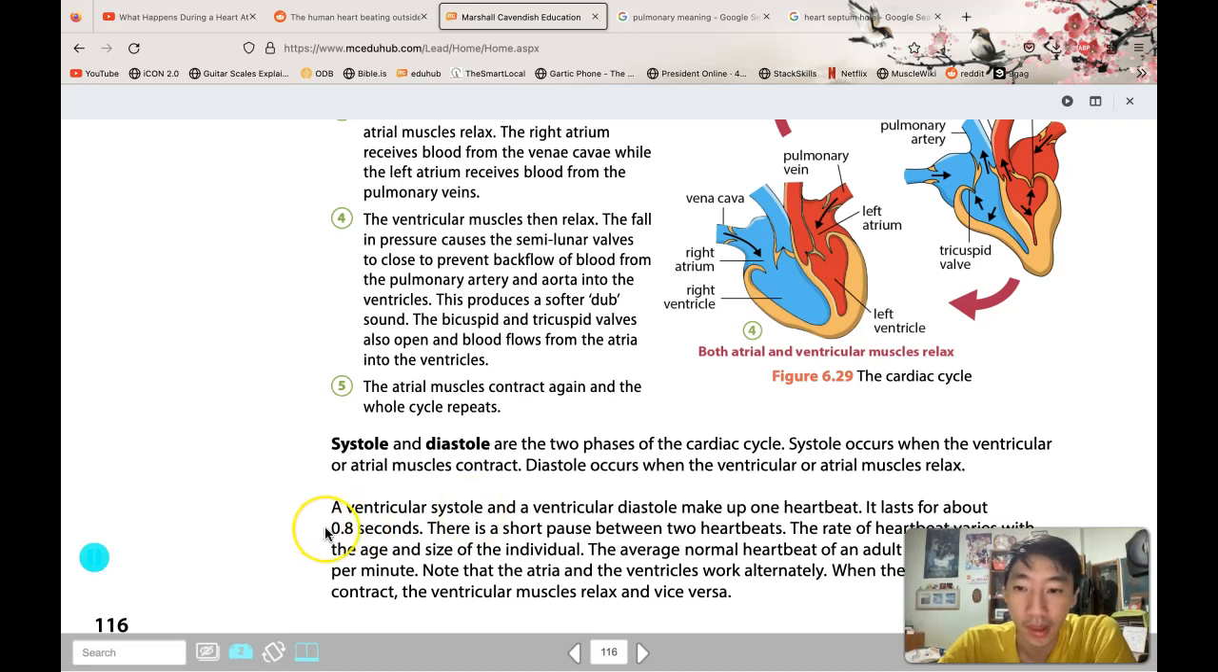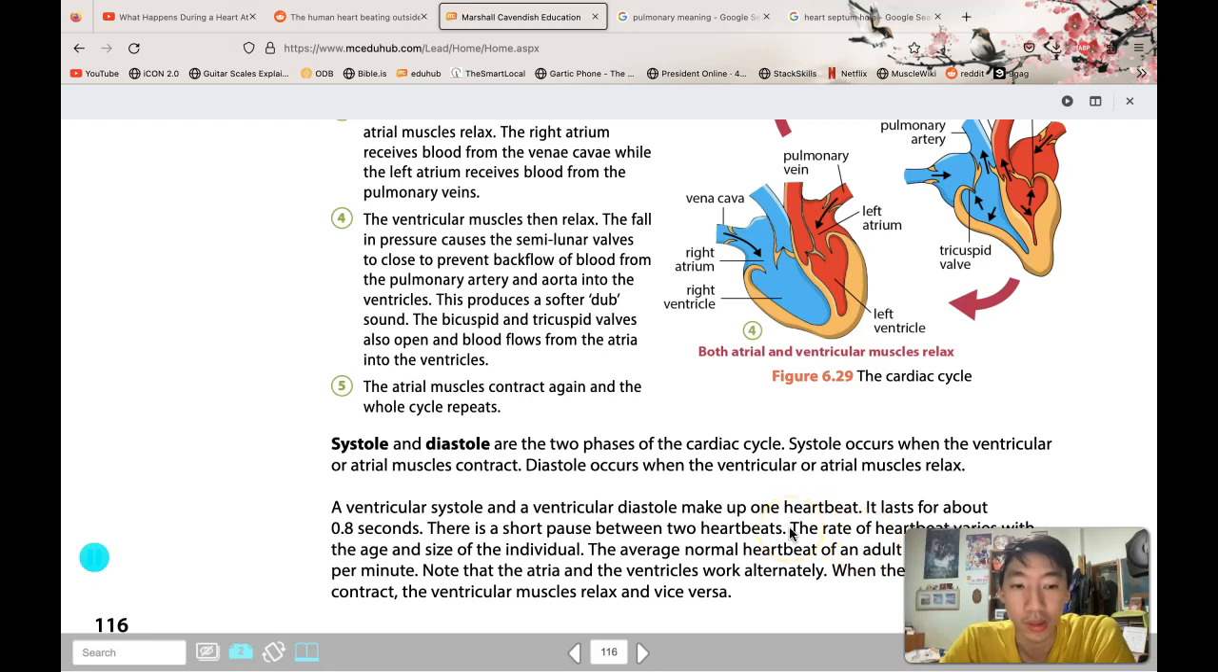And in most people, that lasts for about 0.8 seconds. There will be a short pause between the two heartbeats, and the rate of heartbeat varies with age and size of the individual. The average normal heartbeat of an adult is about 72 beats per minute. Note that the atria and the ventricles work alternately. When the atrial muscles contract, the ventricular muscles relax, and vice versa. Okay, so normal heartbeat, right, 72.